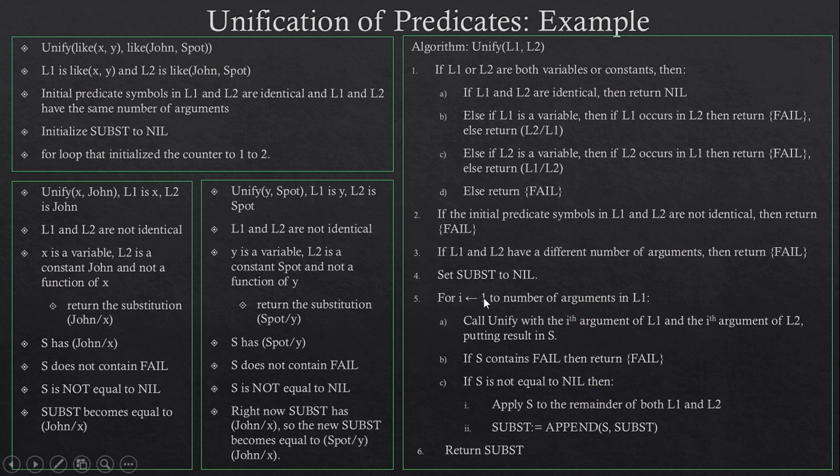We increment I to 2 and call unify with second arguments of L1 and L2. That means unify y comma spot. Now L1 is y, L2 is spot. Again, one is a variable, one is a constant, so we enter the if section. L1 and L2 are not identical. We go to the next step. L1, that is y, is a variable and L2 is a constant, spot, and not a function of y. So we return the substitution spot for y.